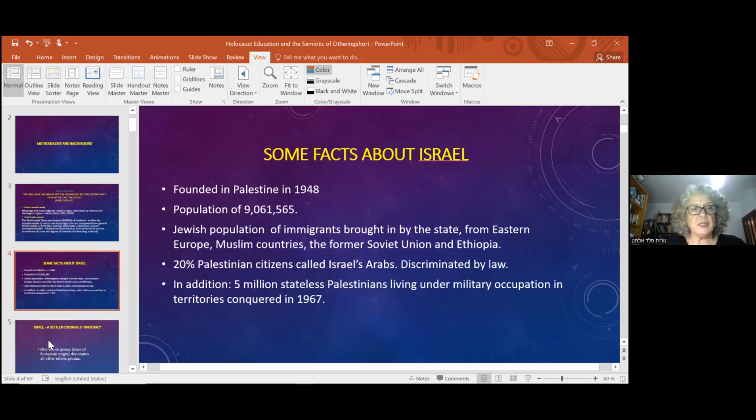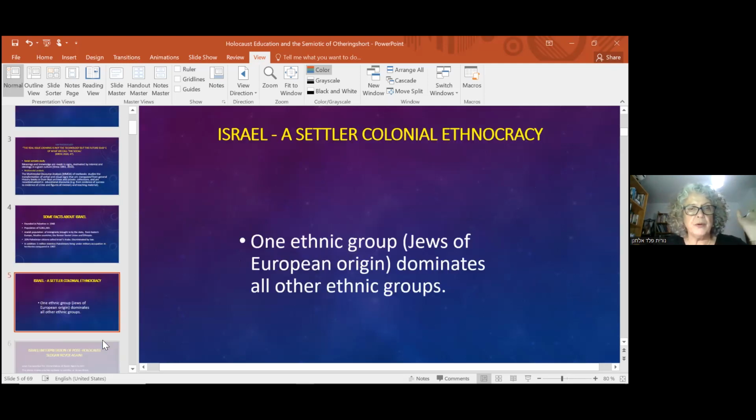First, I'll say some things about Israel, for those who don't know. Israel was founded in Palestine in 1948, and it has a population of about 9 million. The Jewish population is made of immigrants brought by the state from Eastern Europe, Muslim countries, the former Soviet Union, and Ethiopia. 20% of the citizens are Palestinians. They are called Israel's Arabs, and they are discriminated against by law. In addition, 5 million stateless Palestinians live under military occupation in territories conquered in '67, with no rights at all, no civil rights, no human rights, nothing.